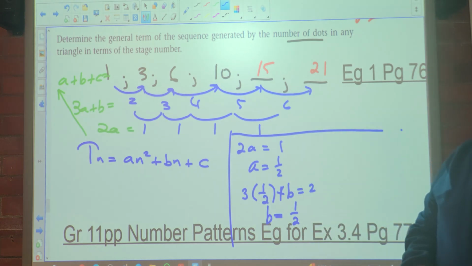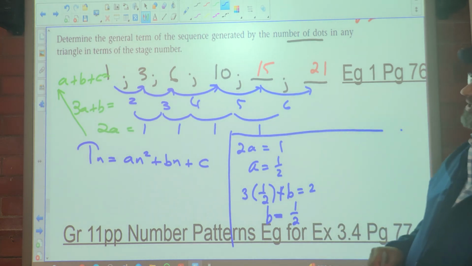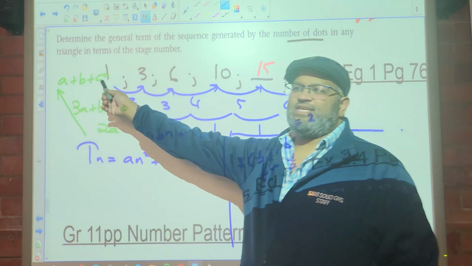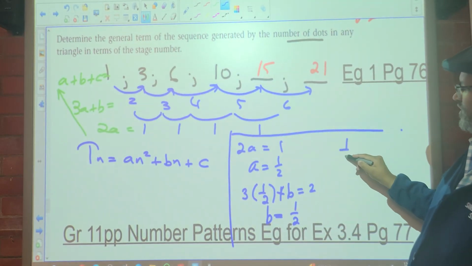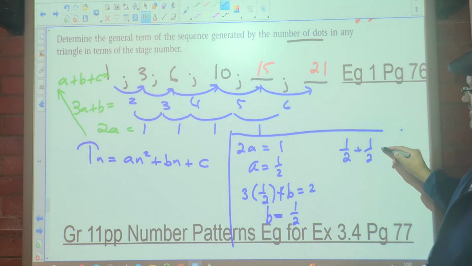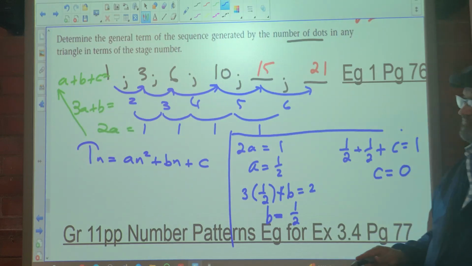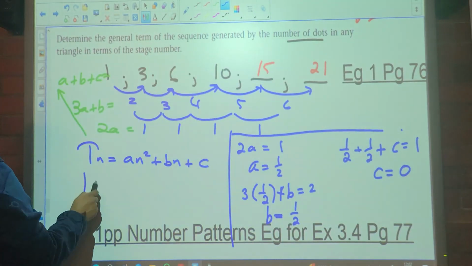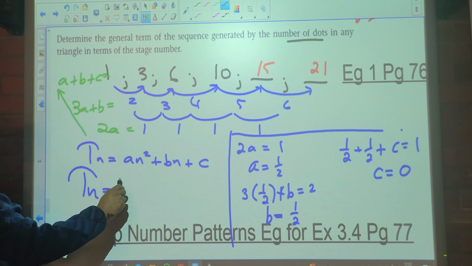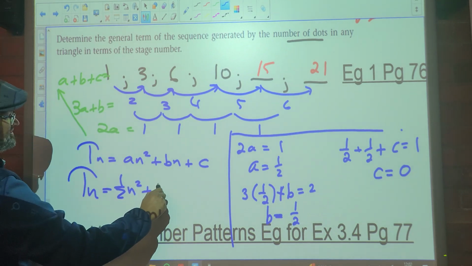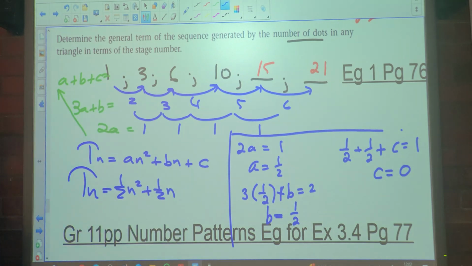Oh, not negative. Then what do we know? a plus b plus c is 1. So it's a half plus a half plus c is equal to 1. What's half plus half? 1. So c is equal to 0. So what's my formula? Tn is equal to half n squared plus half n plus 0, which is that.